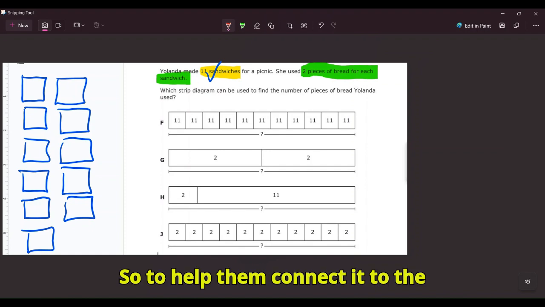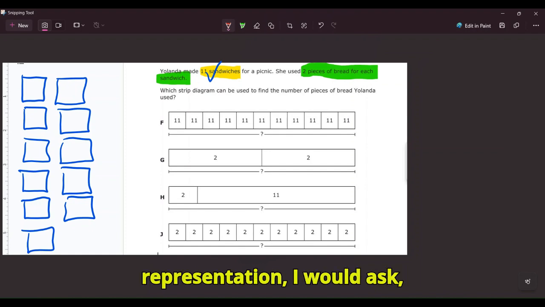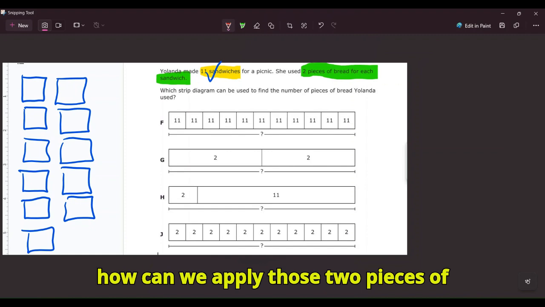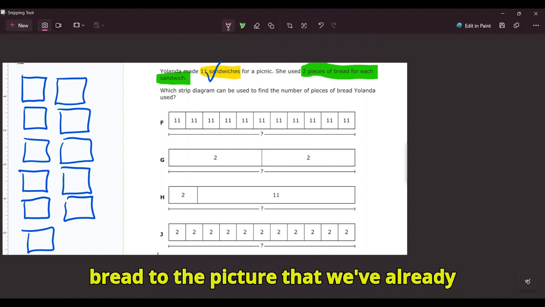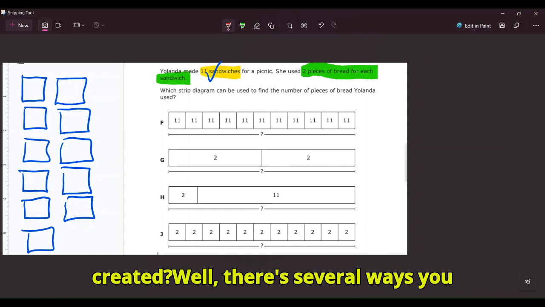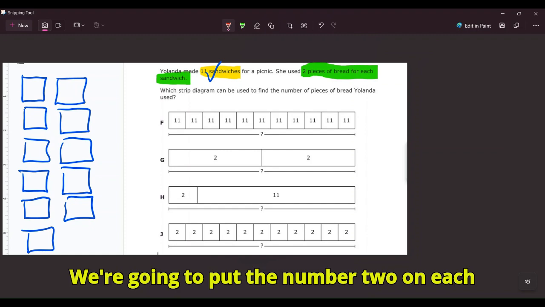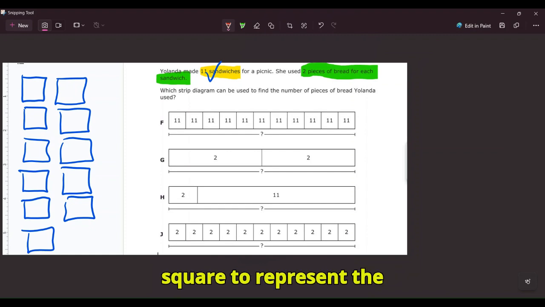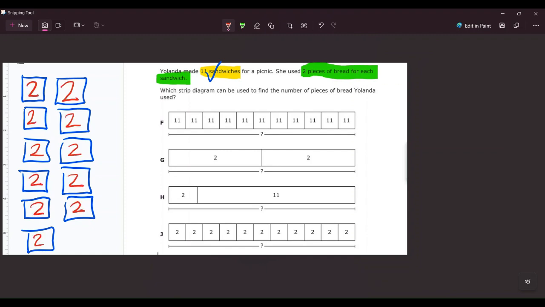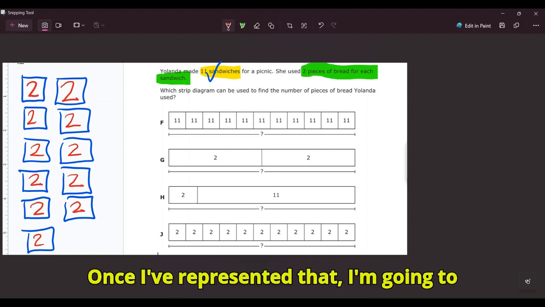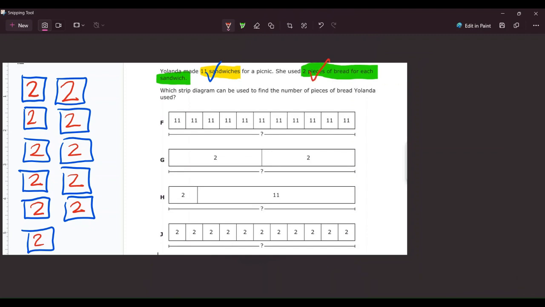So to help them connect it to the representation, I would ask, how can we apply those 2 pieces of bread to the picture that we've already created? Well, there's several ways you can do this, but to help it match more to what the answer choices look like, we're going to put the number 2 on each square to represent the 2 pieces of bread that go on each of our 11 sandwiches. Once I've represented that, I'm going to check that off.